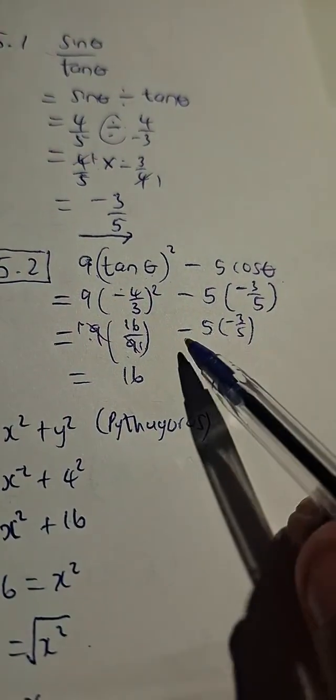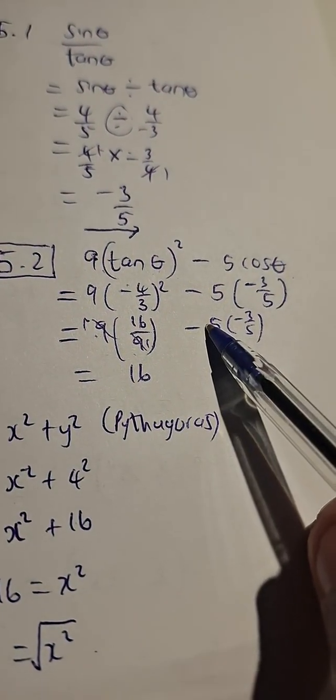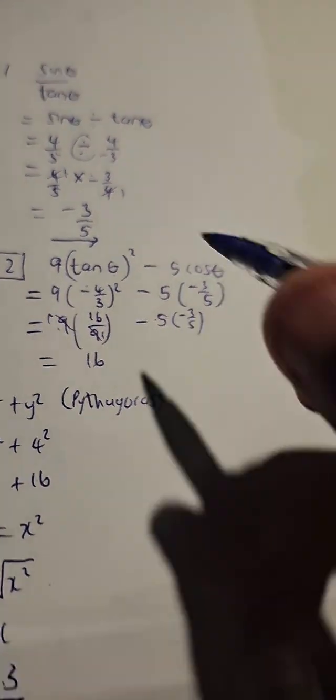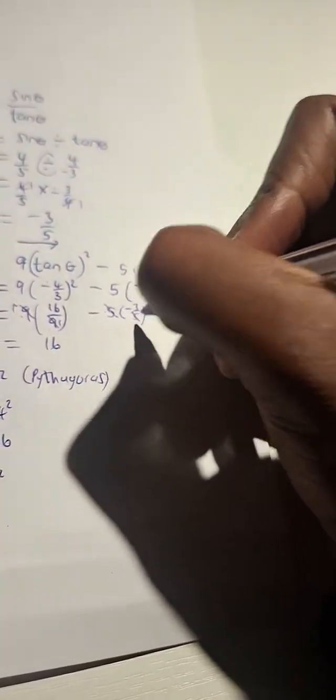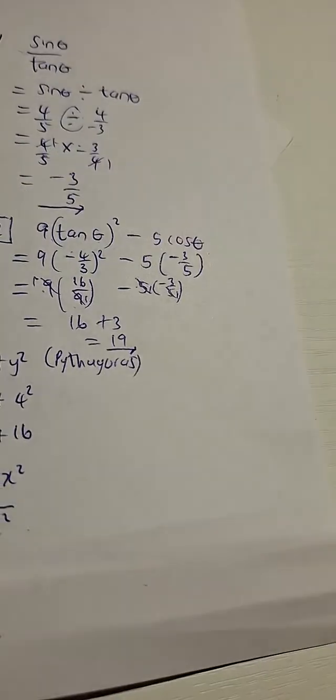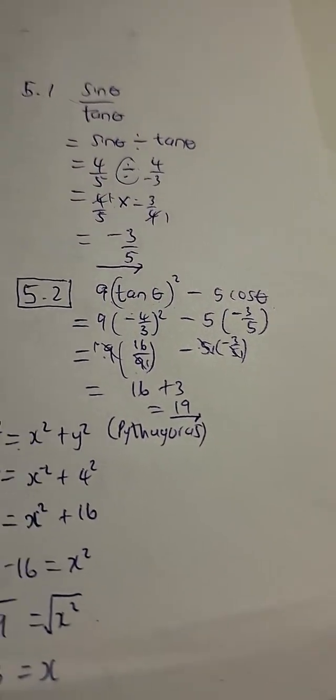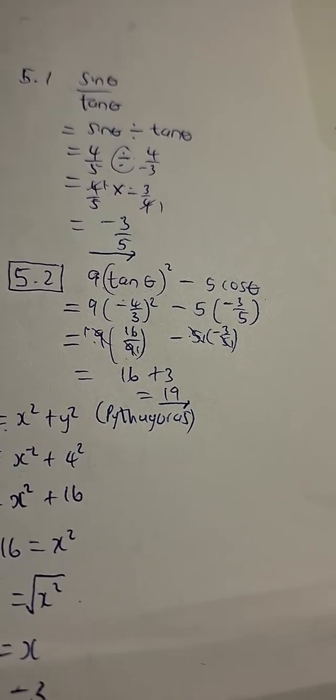The 9 and the 9, they cancel. We have 1, 1. We are left with 16 this side over 1. The -5 times the -3 over 5 gives us a positive. But these two, they cancel each other. We're left with 1 and 1. So that's plus 3. The answer is 19. I hope you got 19 as well. Did you get 19?